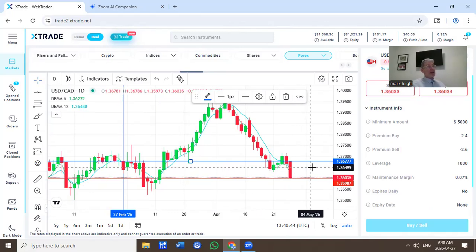We'll see whether that is maintained, resistance and support levels being tested, or if we're going to get a turnaround and US dollar buyers step in and bounce up or down off those relative levels.